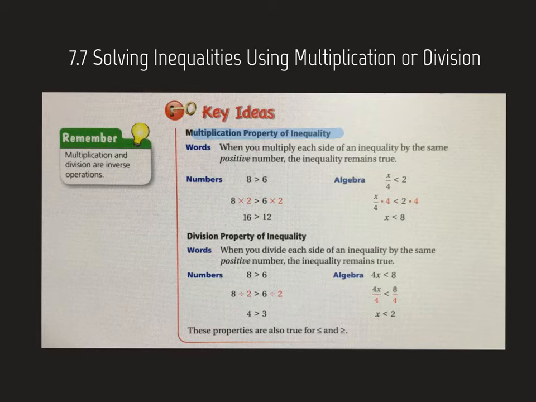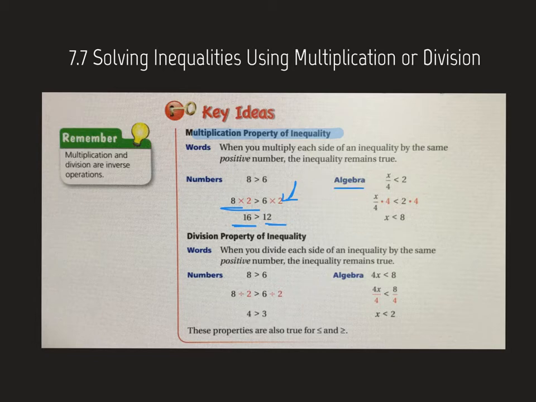They give us 8 is greater than 6. If we were to multiply 8 times 2, it equals 16. On the other side, if we multiply 6 times 2, it is 12. Does that keep our inequality true, that 16 is greater than 12? Well, yeah, it absolutely is. So that makes sense, because we did the same thing on each side of the inequality sign, it still held true. Let's look at it with algebra.